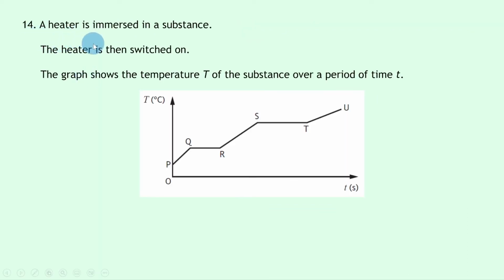Question 14 says a heater is immersed in a substance. The heater is then switched on. The graph shows the temperature T of the substance over a period of time T. So we have temperature in degrees Celsius on the y-axis and then time in seconds on the x-axis. And you'll see we've got this heating curve pattern here, which is sort of a zigzag or stepped pattern.